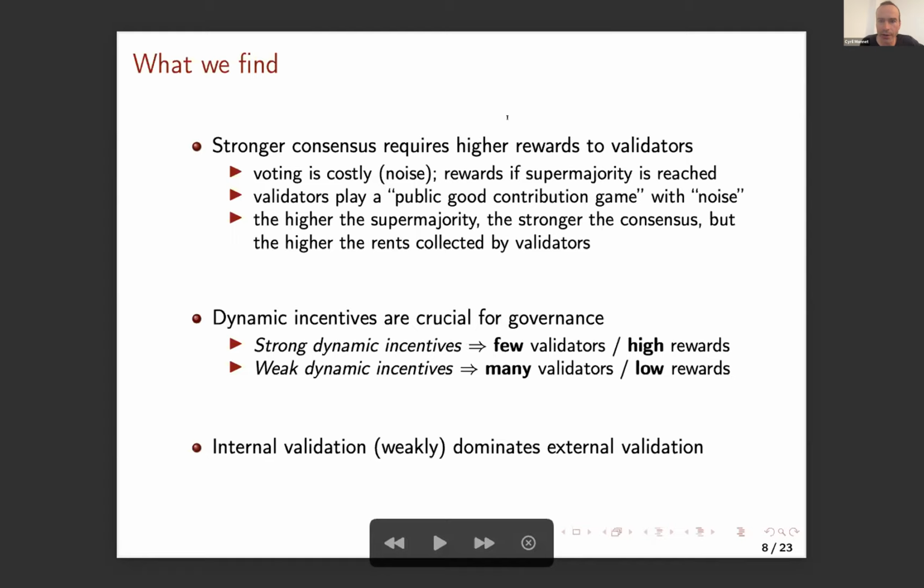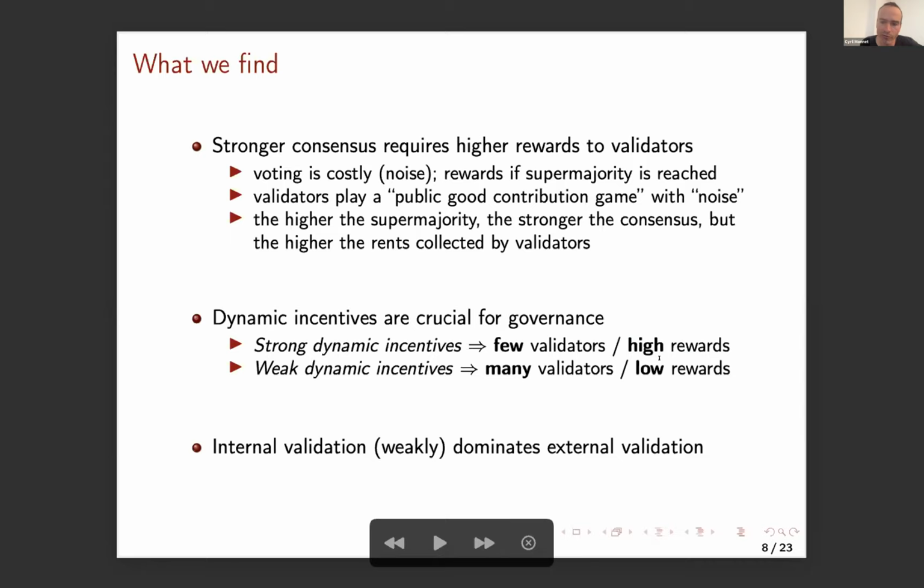The second result is that dynamic incentives are going to be crucial for governance. Okay, so that should not surprise you guys. So when you can rely strongly on dynamic incentives, you're going to have few validators. But, and this is contrary to what you would expect, these validators will have high rewards. Okay, and this is linked to the strong consensus above, and I will try to explain that.